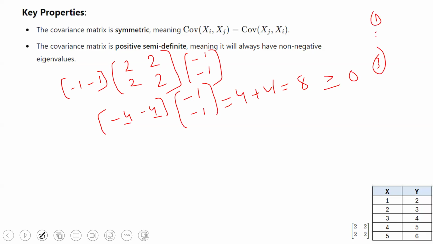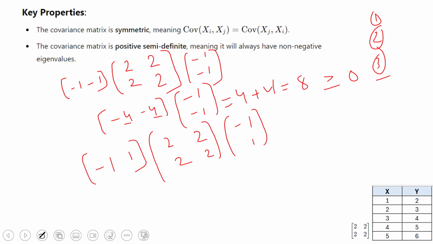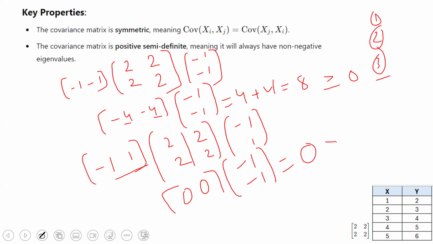The first property is satisfied, the second property is satisfied, and the third property is satisfied. Now let me take another example, the vector minus 1 and 1. With the matrix 2, 2, 2, 2, if I multiply this, this becomes 0 and this becomes 0, and multiplying this with the vector, the result is equal to 0. So this is greater than or equal to 0, and the third property is also satisfied. That is the reason we say the covariance matrix is a positive semi-definite matrix. That is the conclusion.